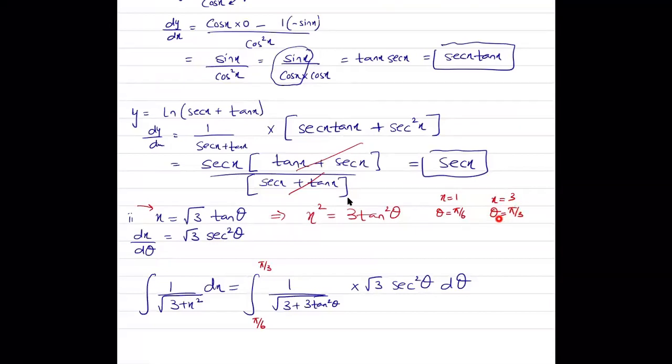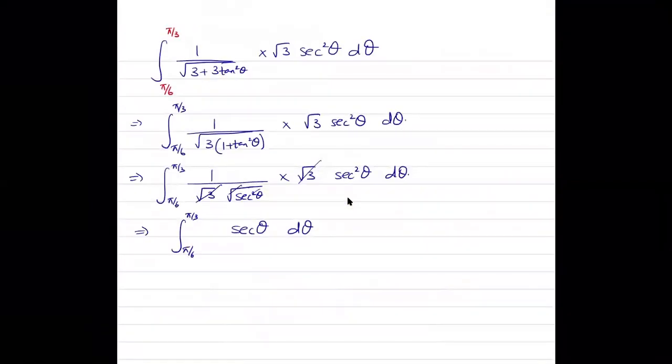So when x was 3, theta was coming out to be pi upon 3. So the upper limit is pi upon 3, the lower limit is pi upon 6. 1 over square root of 3 plus 3 tan squared theta times root 3 secant squared theta times d theta. Are you with me till here? Yes, sir. Then I copied this to the next page and further simplified this.